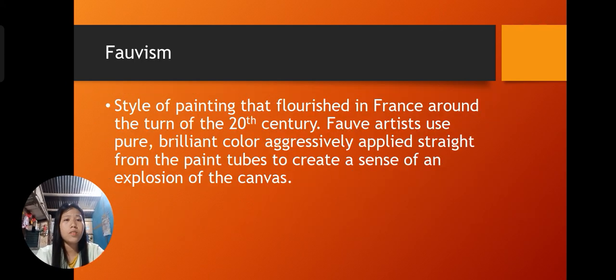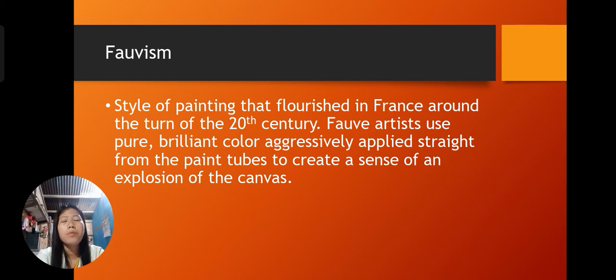Next is Fauvism. Fauvism is a style of painting that flourished in France around the turn of the 20th century. Fauve artists used pure, brilliant color applied straight from the paint tubes to create a sense of explosion on the canvas. When we say Fauve, another term for it is wild beast.